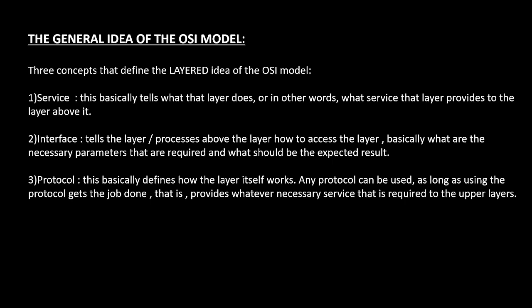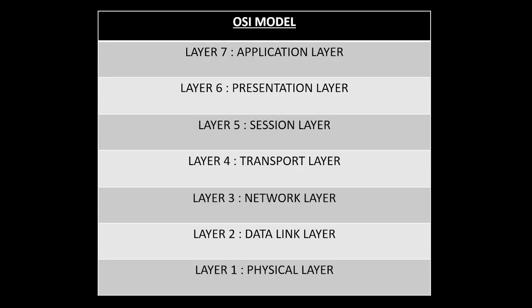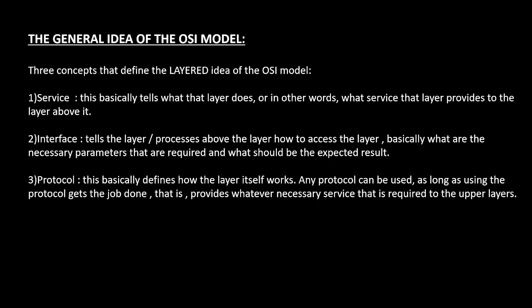In the next slide, we are going to be discussing the general idea of the OSI model. We talked about layers. The OSI model, as you can see, has 7 layers. So what defines a layer in the OSI model? There are 3 things which define the idea of a layer in the OSI model. These 3 things are the service, the interface, and the protocol. Going one by one, the service tells what the layer does, or in other words, what service the layer provides to the layer above it.